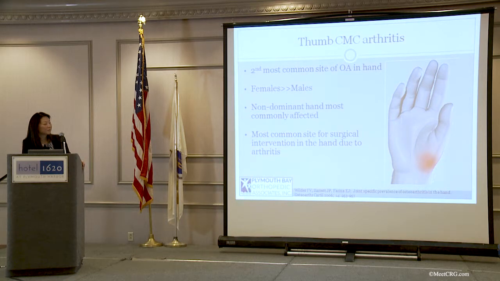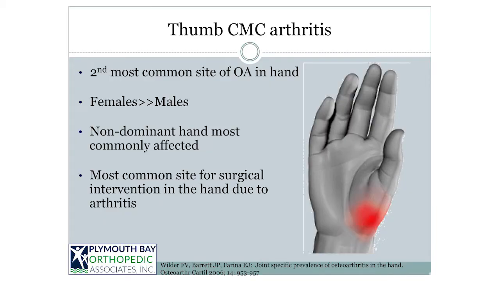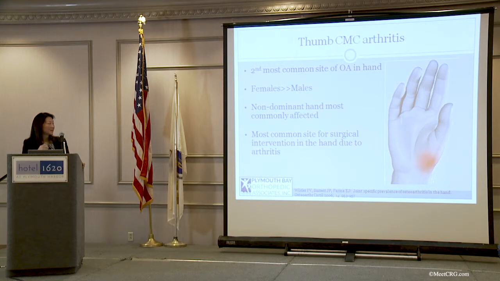But here's where most people have the pain. They consider it either that my thumb hurts or my wrist hurts, but depending on where they're holding, I can tell if it's arthritis there. It affects females more than males. And interestingly enough, when they did epidemiological studies, they found that your non-dominant hand is affected more than your dominant hand, which is interesting. If it's based on wear and tear, you would think your dominant hand has more wear and tear. But they say that the non-dominant hand is more commonly affected.